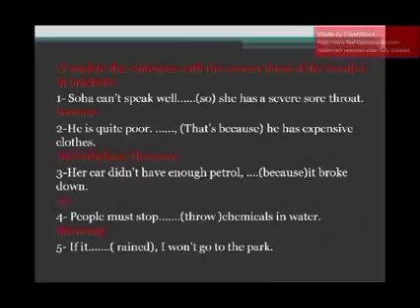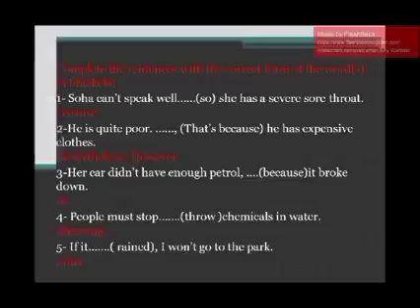Number 5, if it rained, I won't go to the park. This is the first conditional, because in the second part we can see I won't go, will or won't plus infinitive. So if should be followed by present simple. So if it rains, I won't go to the park.